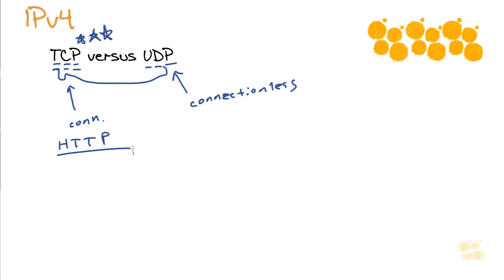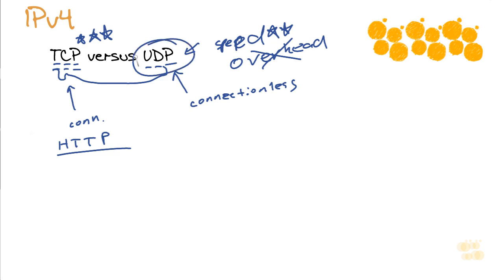Why wouldn't we always want that kind of a web surfing experience with Transmission Control Protocol? Well, the answer is really speed and overhead. There's very little overhead, which means high rates of speed when we utilize User Datagram Protocol. A lot of audio and video applications would use it.